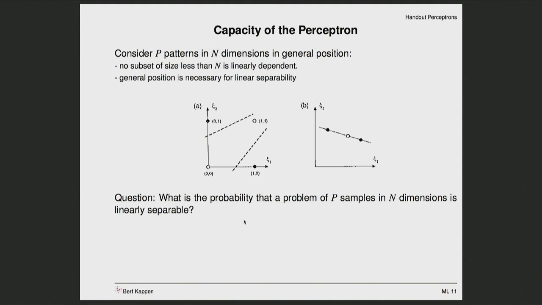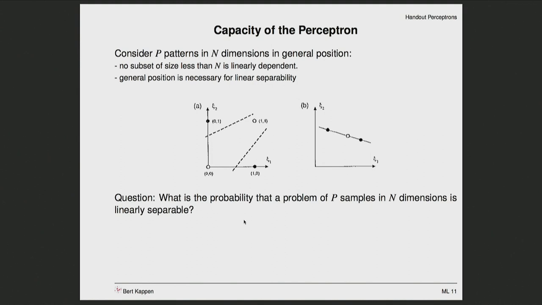So the rationale is the following. If I have 3 points in 2 dimensions, these are 3 vectors x in the input space. How many perceptron learning problems can I define on this? Well, this point can be in 2 classes. This one can also be in 2 classes. This one can also be in 2 classes, right? So if I have p patterns, I have 2 to the power p different problems that I can define.